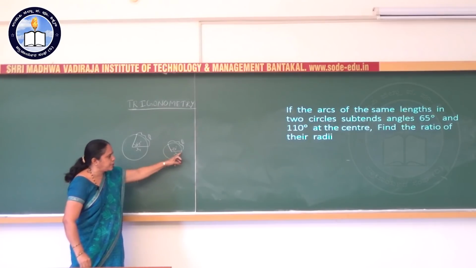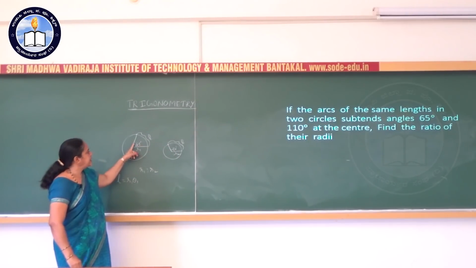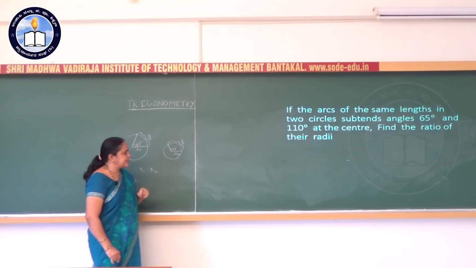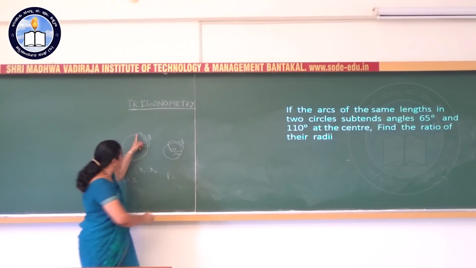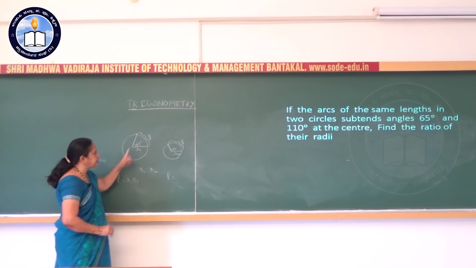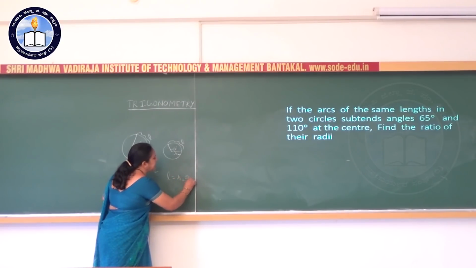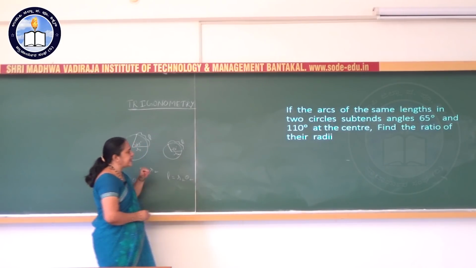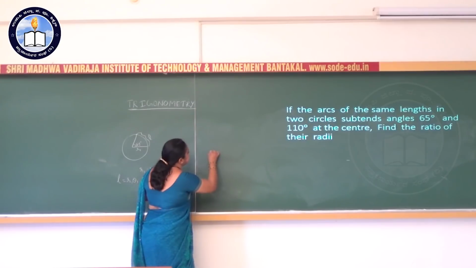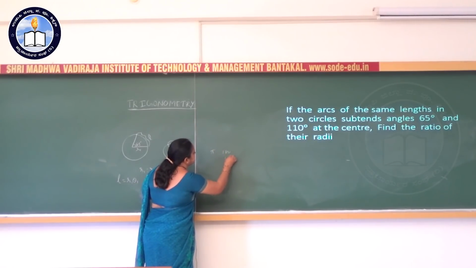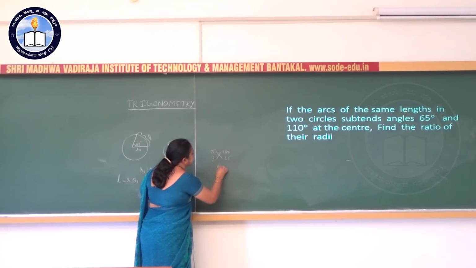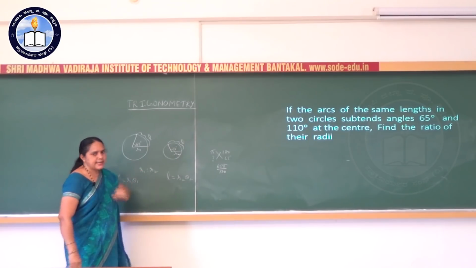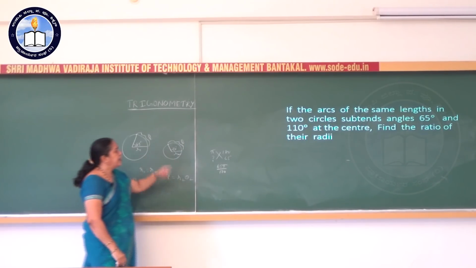Let R1 and R2 be the radii of the two circles, and theta 1 and theta 2 be the central angles respectively. So, in the first figure, L is equal to R1 into theta 1. In the second figure, L is equal to R2 into theta 2. But what is 65 degrees in radians? We know pi radians is equal to 180 degrees. 65 degrees, how many radians? 65 into pi divided by 180. So theta 1 is 65 into pi divided by 180.